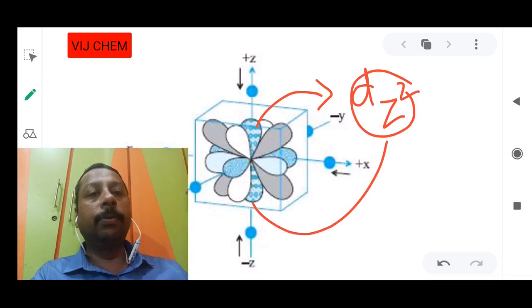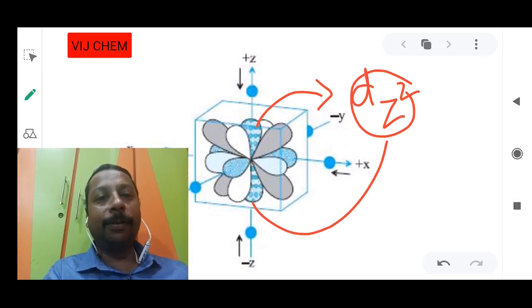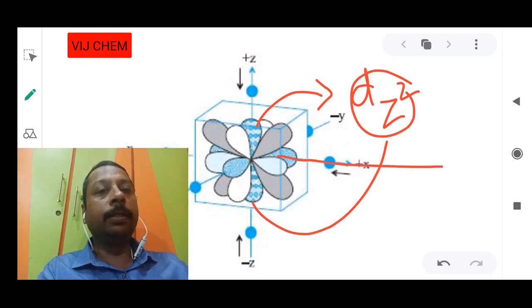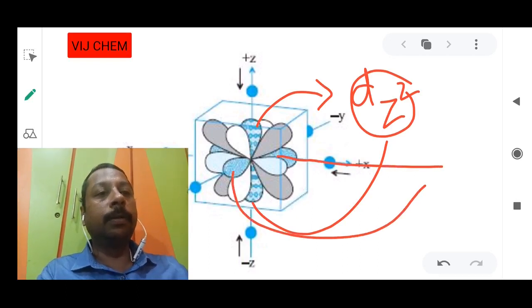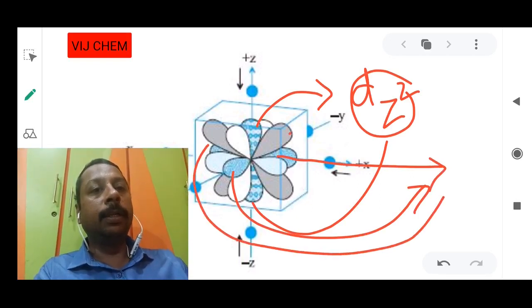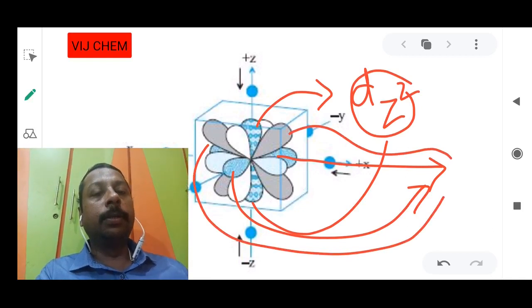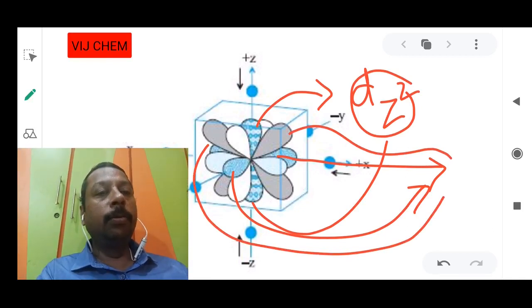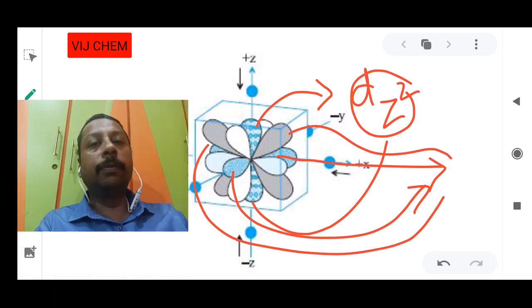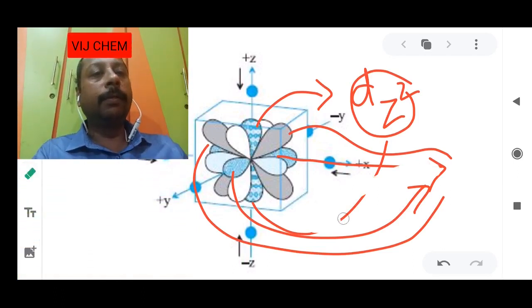Why am I particular about this? Because they are the most affected orbitals. See here, this is the dz square one lobe, dx square minus y square, dx square minus y square, and here also dx square minus y square, one is just behind this. So in total how many lobes are there? Total 6 lobes: 2 lobes from the dz square and 4 lobes from the dx square minus y square. Now I am erasing everything.